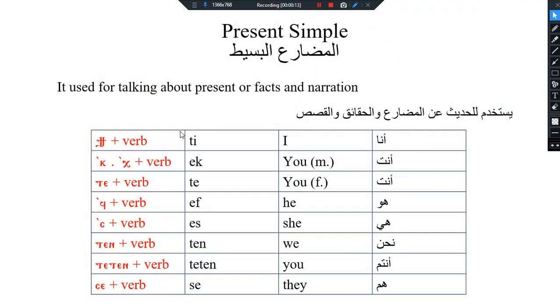As we talked about the present simple and tenses in the previous lecture, where we discussed the pronouns, we said that the verb in the Coptic language remains the same, and what changes is the pronoun before it. So here we have the pronouns of the Coptic language, and those pronouns indicate the present tense, and they are followed by the verb.